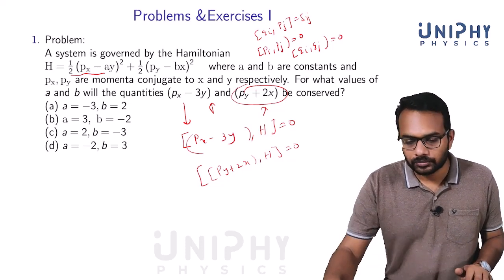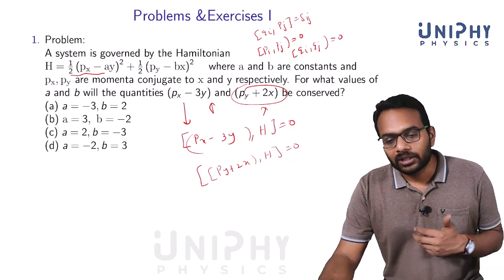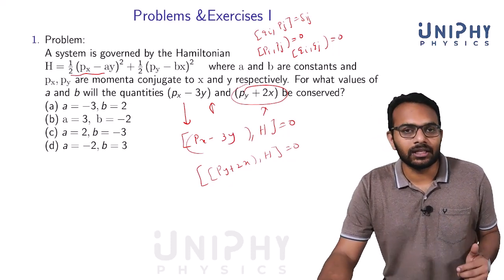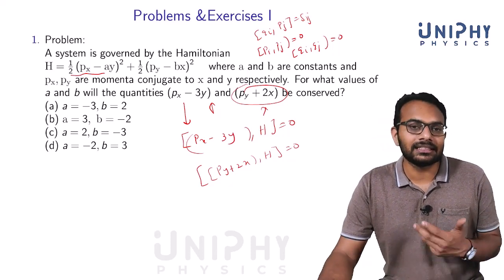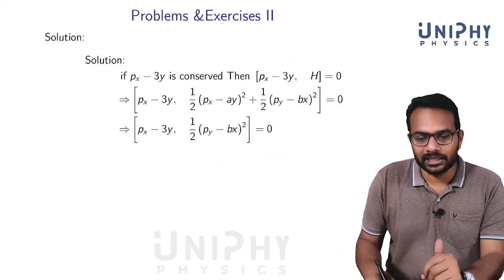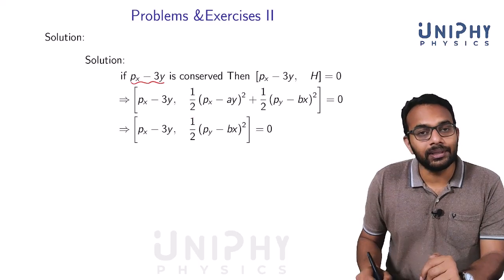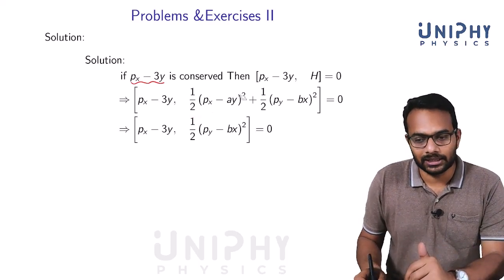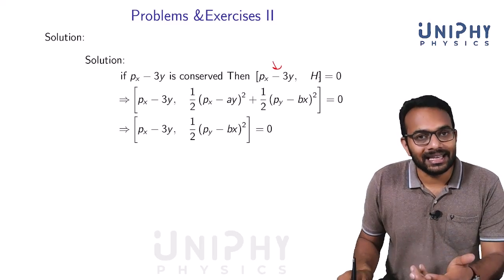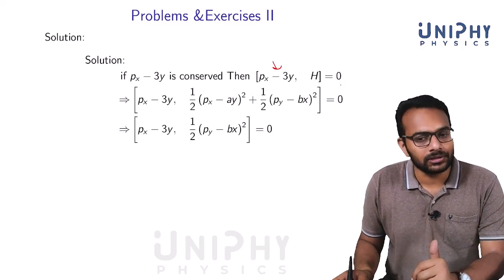What I want to emphasize is that in most problems we don't have to go to the definition of the Poisson bracket. We can just use the fundamental Poisson brackets. So first, let's demand the first condition. We have said that Px minus 3y is a conserved quantity. Then obviously, Px minus 3y with H, that Poisson bracket has to be equal to 0.